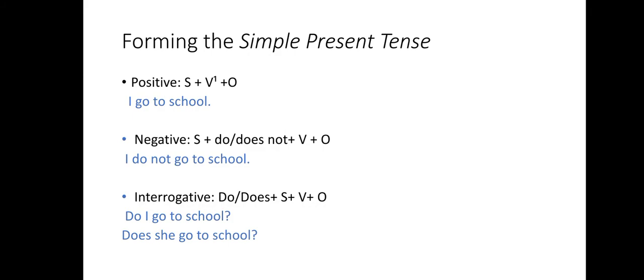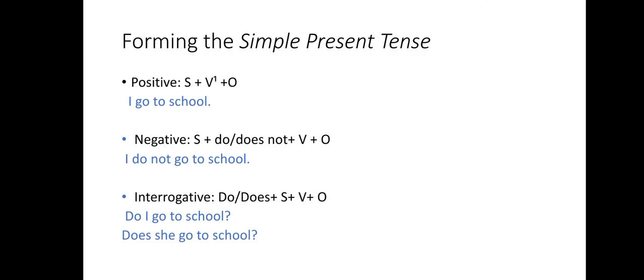For example, I do not go to school. I is the subject, and do stands for the helping verb. Do not go to school. So this is the structure of a negative sentence. And then the interrogative sentence, the question. Here we apply do or does at the beginning of the sentence. For example, do I go to school? Do stands for helping verb, I stands for subject, go stands for verb plus object.